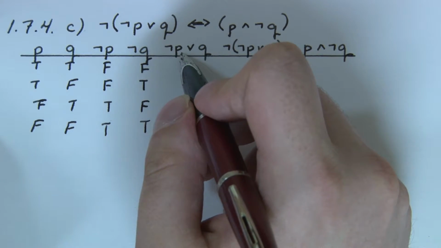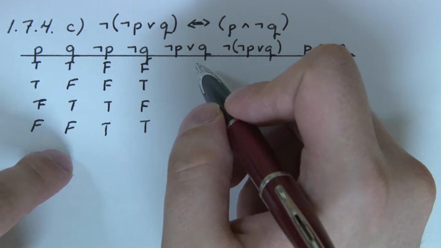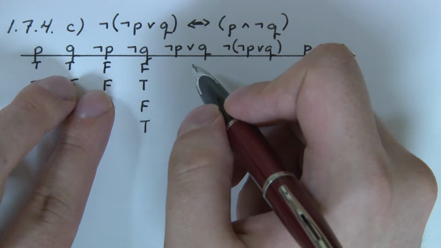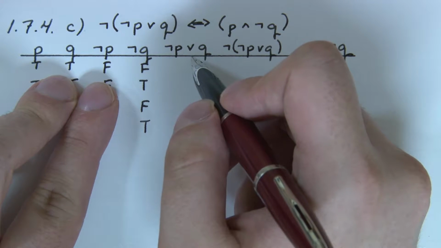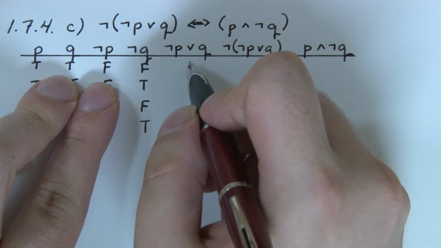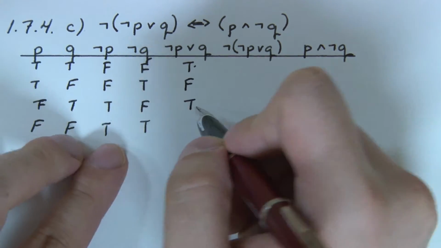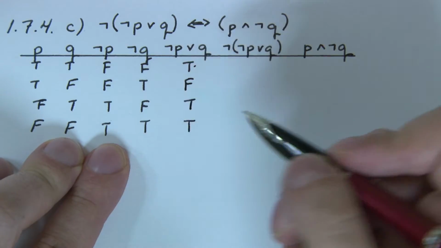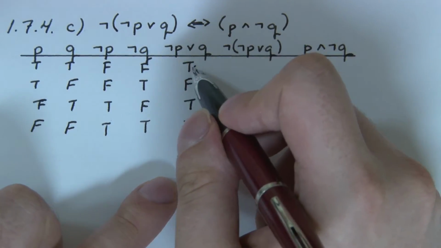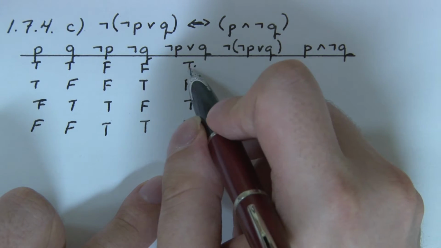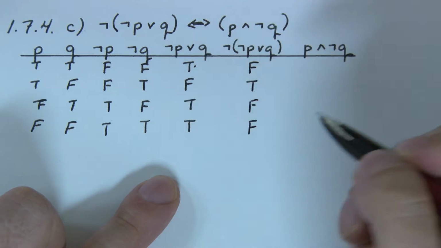Okay, so for the P or Q, I'll take this column and this column. With the disjunction, I need to have at least one of them be true for this to be true. So this is true, this is true, true, and the last one is false. Okay, now I take this and I'll flip it because I have the negation. So true becomes false, false, false, true.